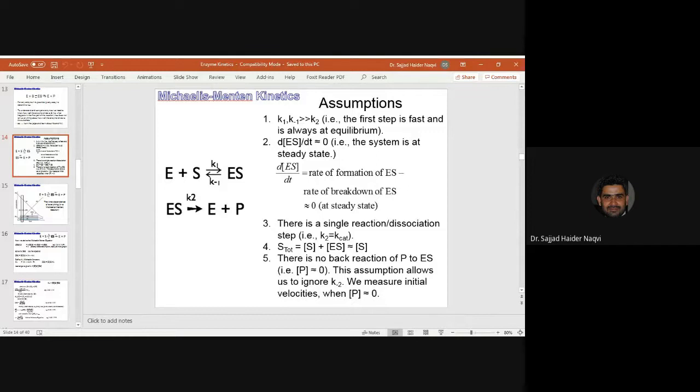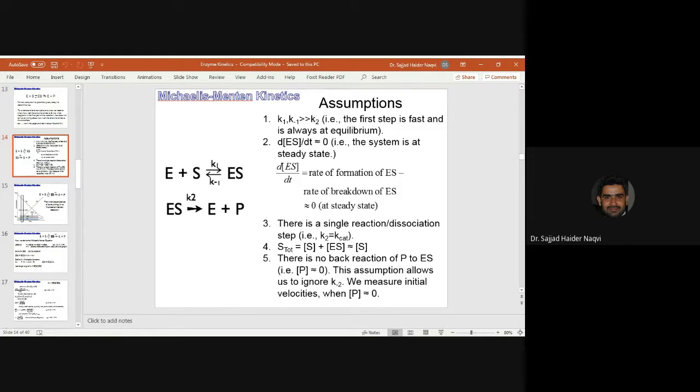The total substrate concentration is the sum of the free substrate and the substrate that is bound with the enzyme. And this is roughly equivalent to the total substrate concentration. So we understand that the whole substrate molecule we have provided are attached with the enzyme via the active sites.